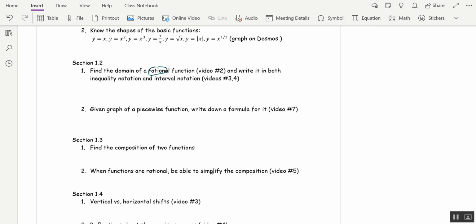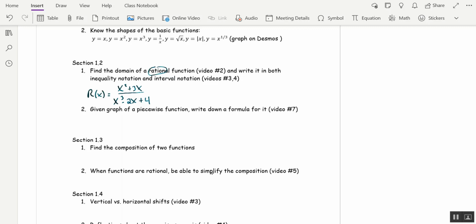So for example, you might want to find the domain of something like y equals x squared plus 3x over x cubed minus 2x plus 4. That's a rational function. Quotient of polynomials. Rational, think division, dividing. So the division of two polynomials.